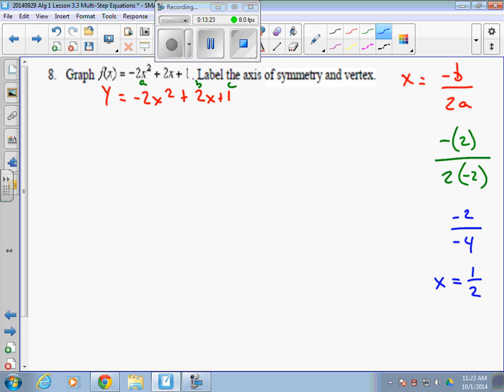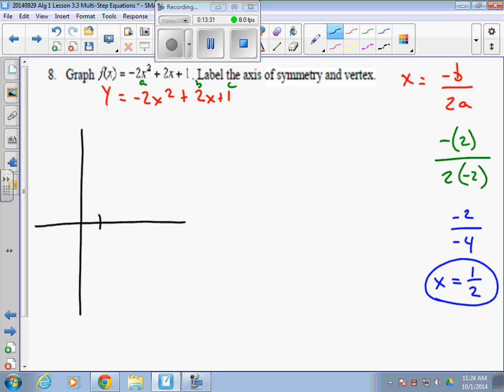So here is your x value. When you graph this equation, you know that its x value is at 1/2 right there, halfway between 0 and 1, which means that is your axis of symmetry, just a vertical line going straight up at x's value being 1/2. So your axis of symmetry is x equals 1/2 when it tells you to label your axis of symmetry.